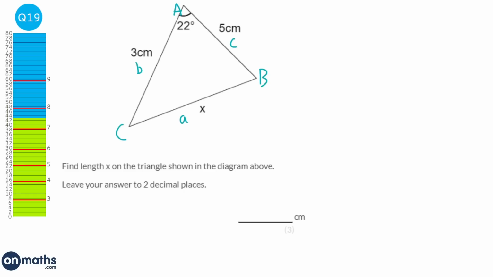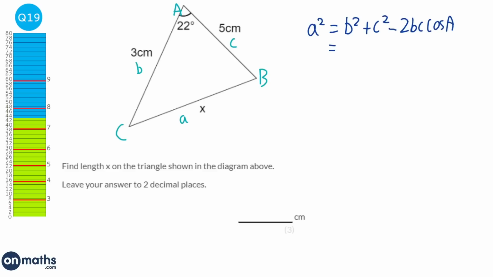be cosine rule. So we're going to write out the cosine rule for when we've got a length, which is the one that starts with a squared. So it's a squared equals b squared plus c squared minus 2bc cos A.